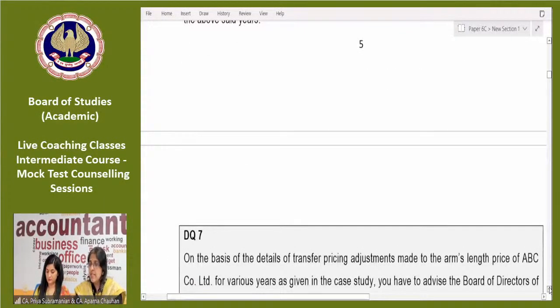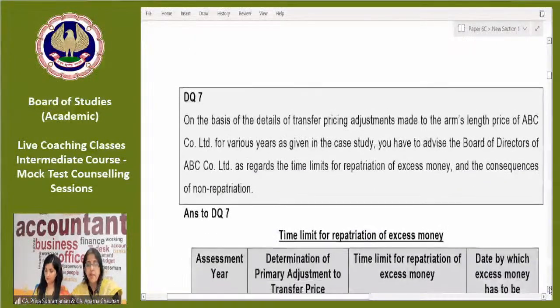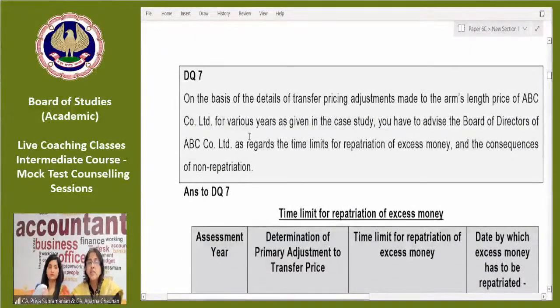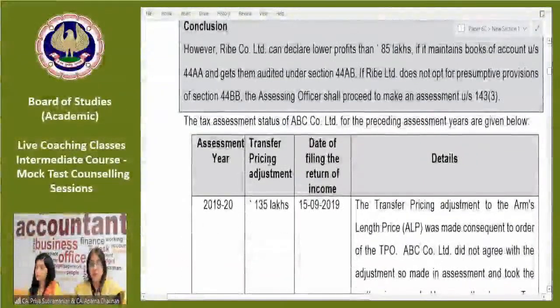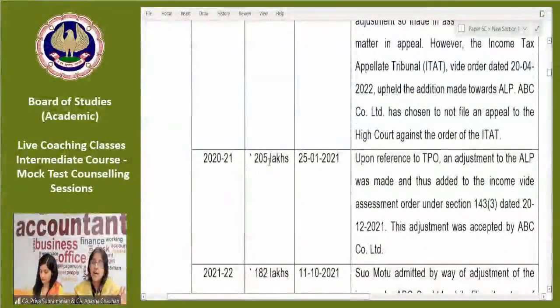The question is, first there's a descriptive question for 7 marks. On the basis of the details of the transfer pricing adjustments made to the arm's length price for the various years, you have to advise the board of directors as regards the time limit for repatriation of excess money and consequences of non-repatriation. Now, these are the primary adjustments for all these years: 135 lakhs, 205 lakhs, and 182 lakhs. And the assessee has accepted it.